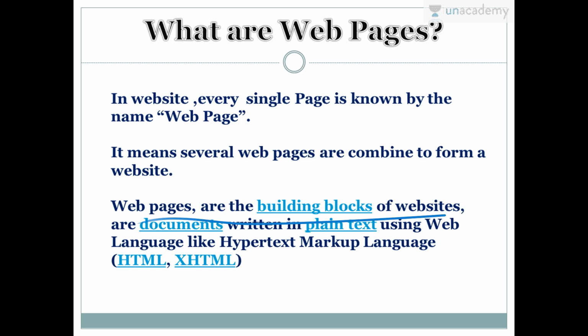as they are the basic component required to make any website, and these are also referred to as documents, which are written in plain text using a web language like HTML or XHTML. So a web page is nothing but a document where all the text of your website is written, and the text is written in a web programming language like HTML. But in this course, we do not require any coding language to develop any website.